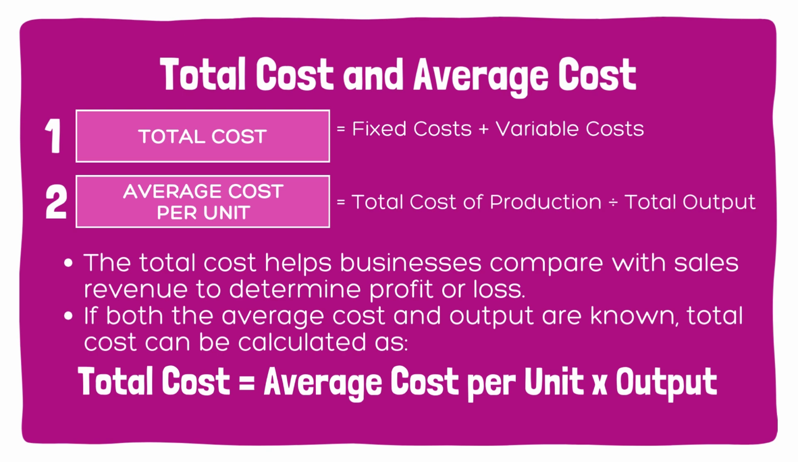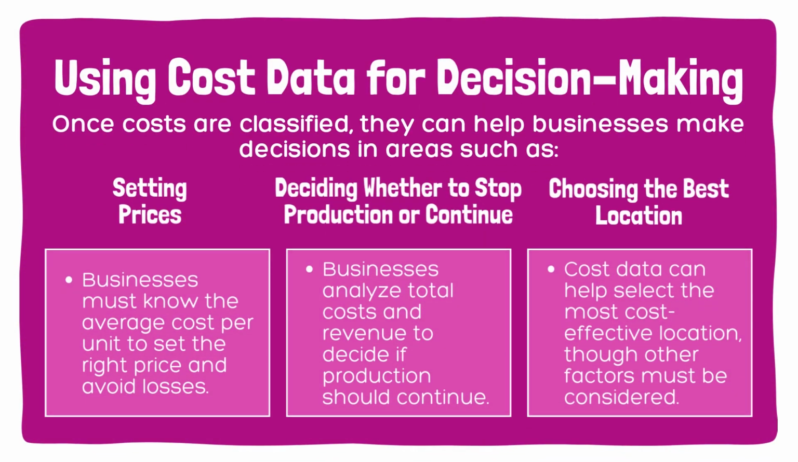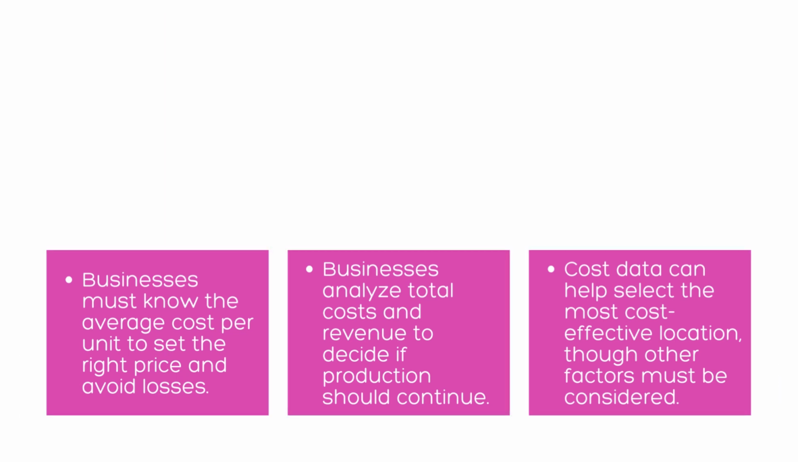Average cost per unit is calculated by dividing total cost by total output. Total cost can be determined by multiplying average cost per unit by total output. Classifying costs as fixed or variable helps in key decisions such as setting prices to prevent losses, determining production feasibility based on revenue and costs, and selecting the most cost-efficient business location.